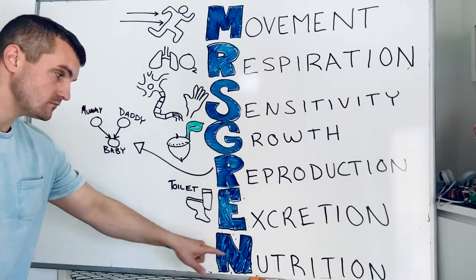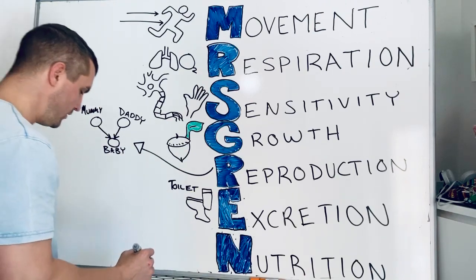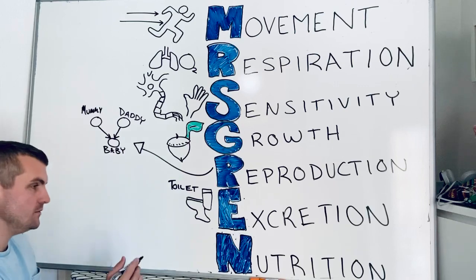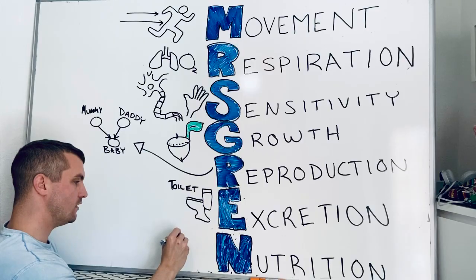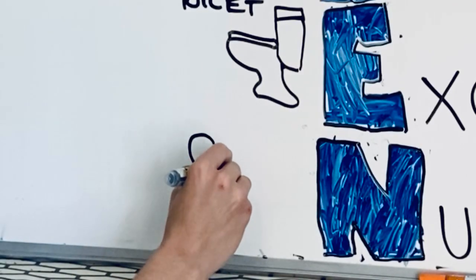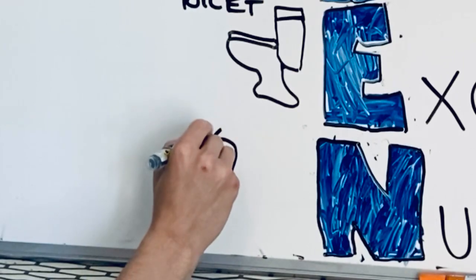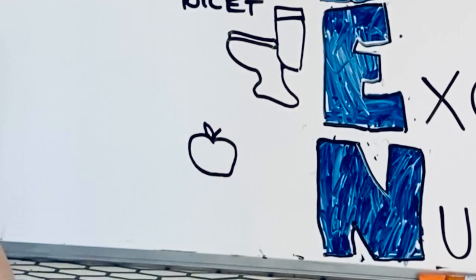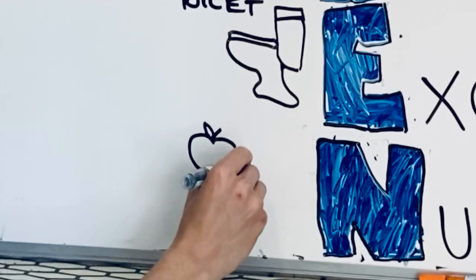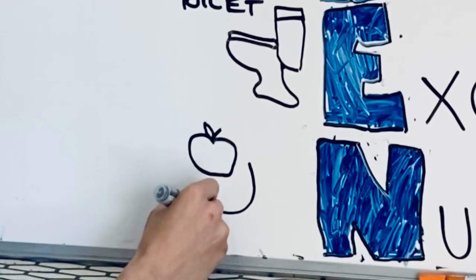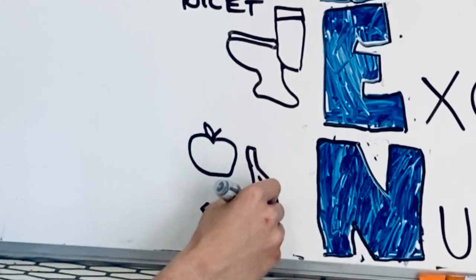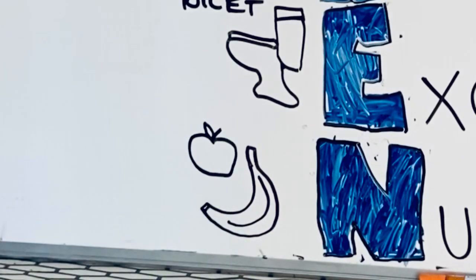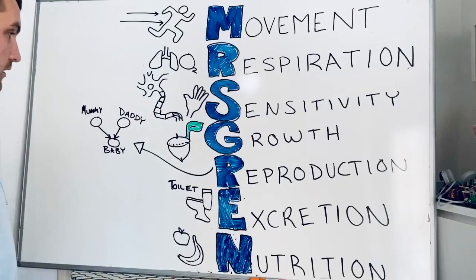And nutrition, we're going to write a symbol for nutrition, and next to nutrition, we're going to do this. Ready? We're going to draw an apple. We're going to draw a banana. An apple and banana. So if you eat your food, if you need nutrition, that means that you're a living thing.